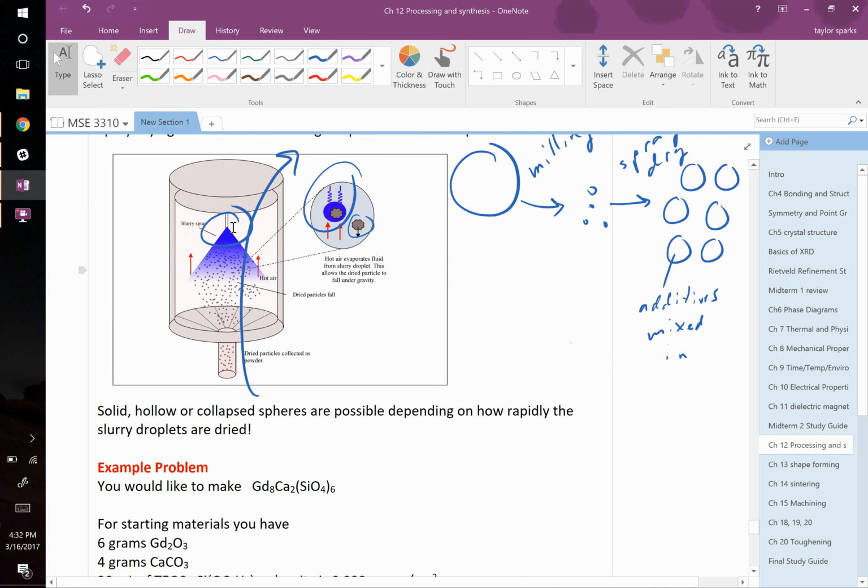And as you change conditions, flow rates or rates at what you're spraying, all sorts of different conditions, you can actually achieve solid, hollow, collapsed spheres. You can make core shell particles, right? You can make all these interesting architectures of your particles, which is really useful.